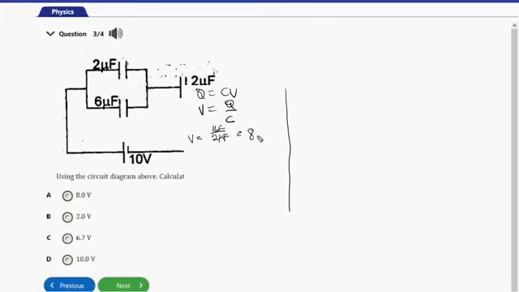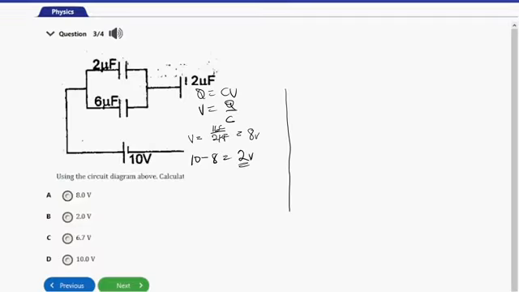We are going to have 8 here. So if we have 8 volts running across here, it means that the potential difference across the capacitors in parallel will be the total potential difference minus the 8 volts potential difference you have here. So that will give us 10 volts minus 8 volts, and that's 2 volts. So option B is the answer to this question, guys.